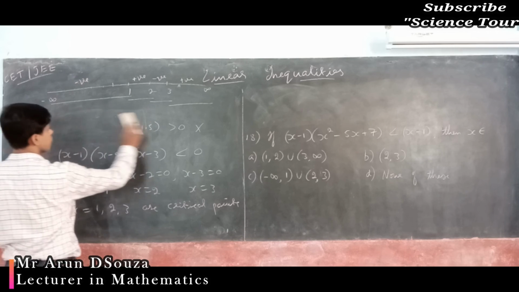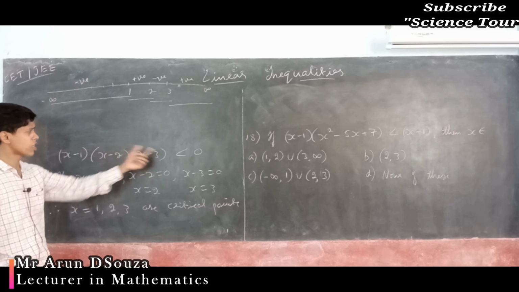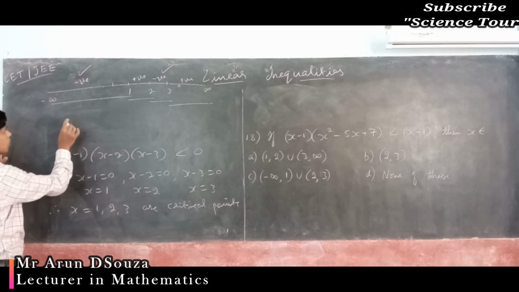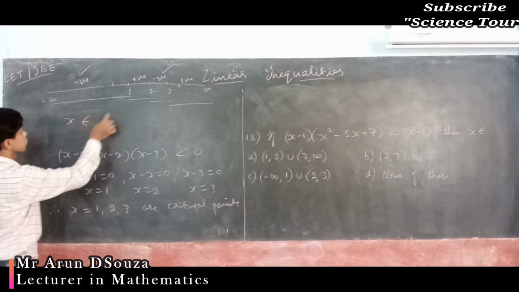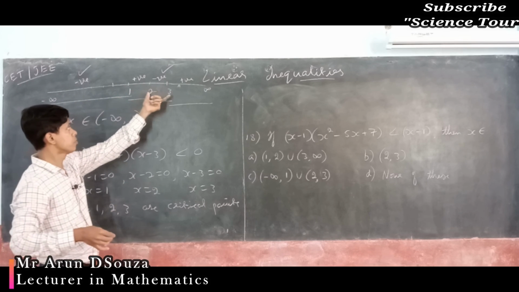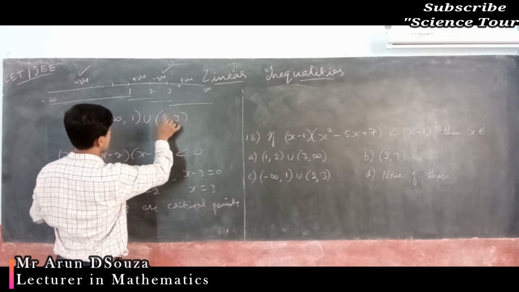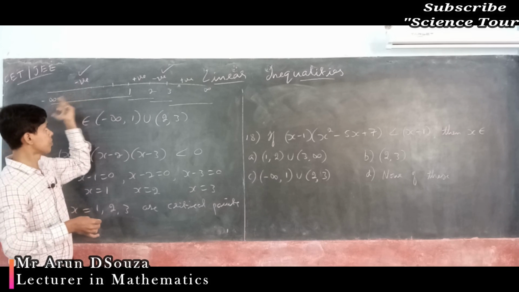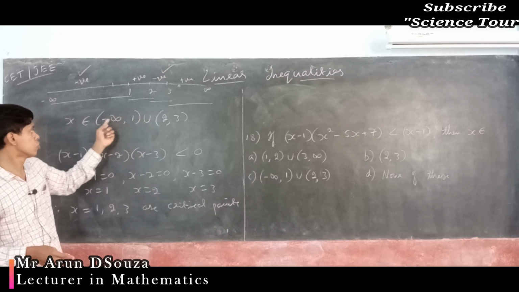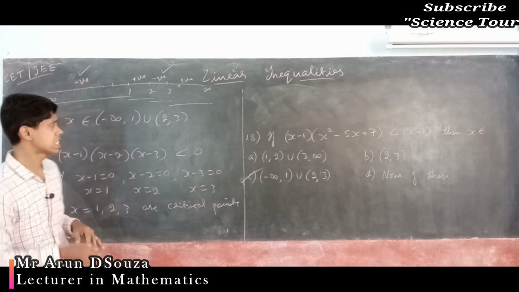So which values are accepted? The values where you are getting this product negative. So you are getting it here as well as here. So x belongs to either minus infinity comma 1, after 1 you are getting positive, but in 2 comma 3 also you are getting negative. So either x must be between minus infinity and 1, or it must be between 2 and 3. So the union of these two, minus infinity comma 1 and 2 comma 3, is option C, and that's the right choice.